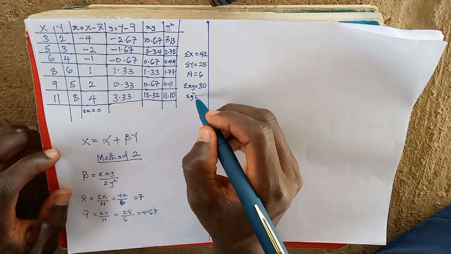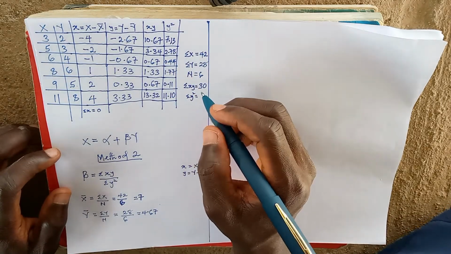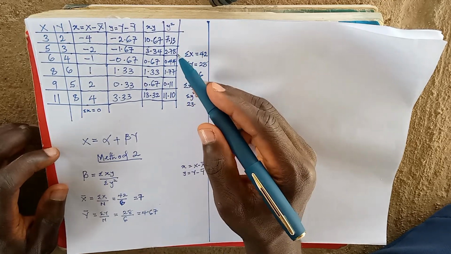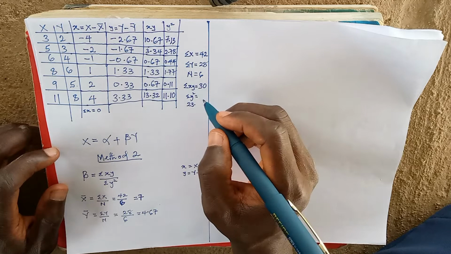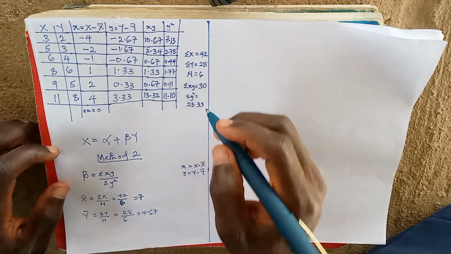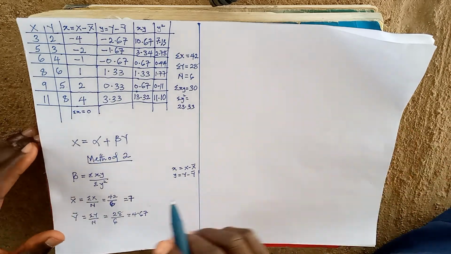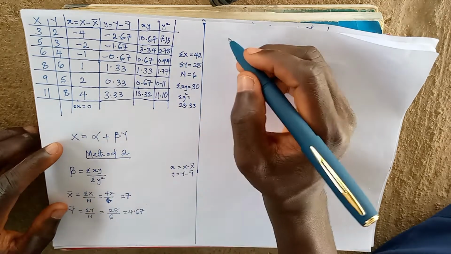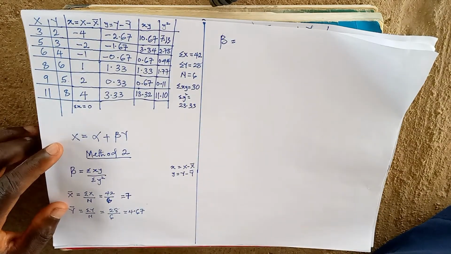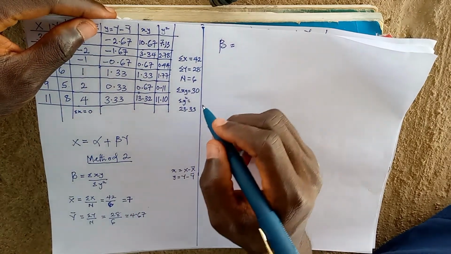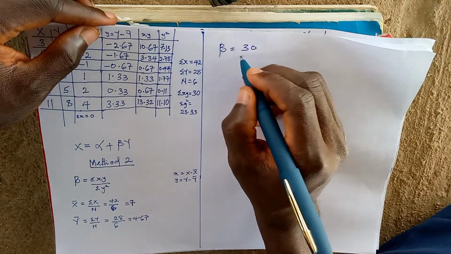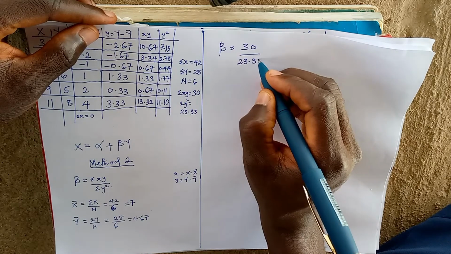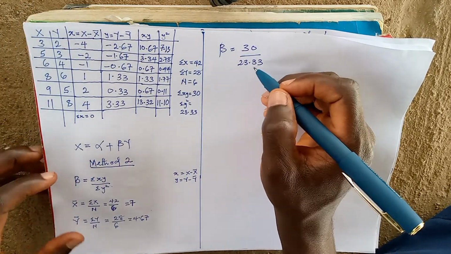So summation y square, if you add all this together, this is going to give us 23.3, if not 23.34. Alright, so now we've already gotten this. Now what remains is to apply this formula, which says beta equals our summation xy, which is 30, divided by summation y square, and summation y square is 23.33. Now we'll divide this by this and see what we get.